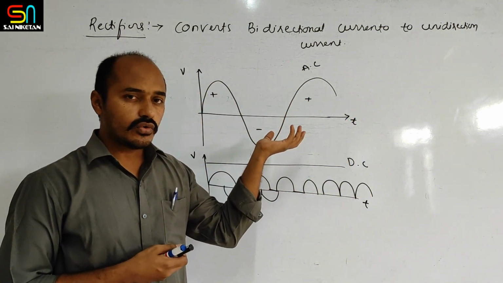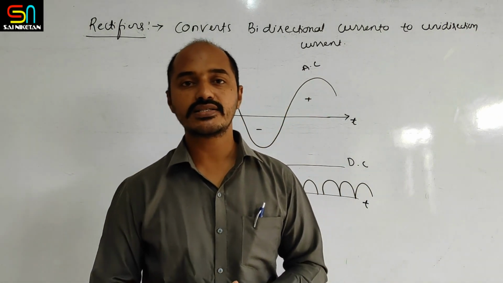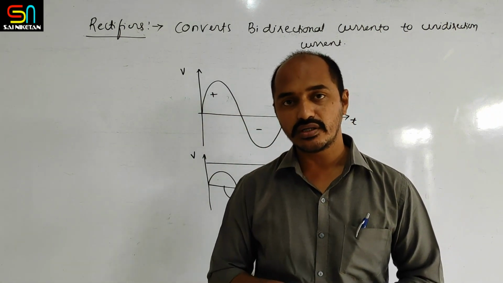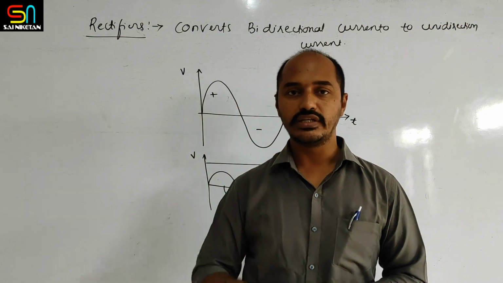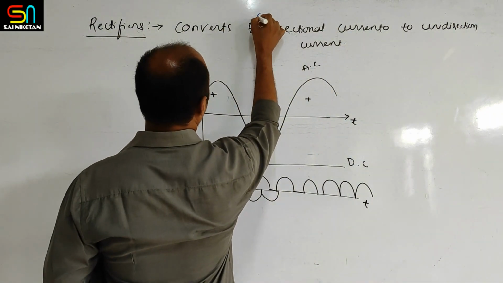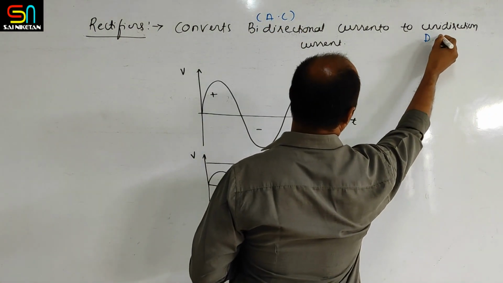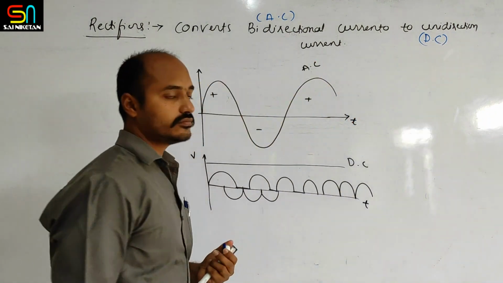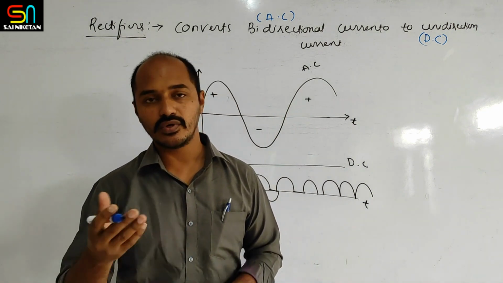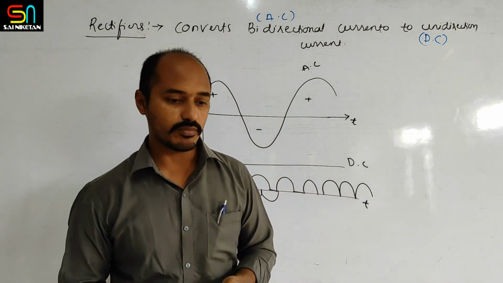Now we can further define rectifiers as devices which can convert alternating current into DC, direct current. So here you can see bidirectional alternating current and unidirectional direct current. The purpose of the rectifiers is that they convert bidirectional current into unidirectional current. So remember what you mean by rectifiers.